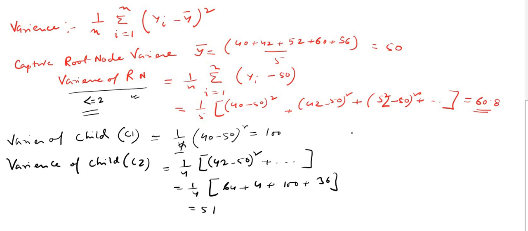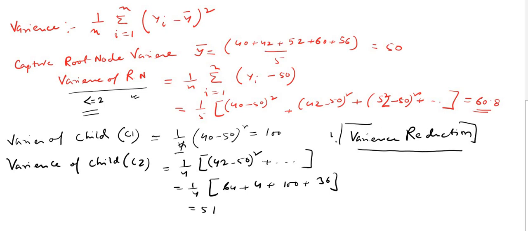Now we'll do the variance reduction calculation. Okay, so this is the way you have to calculate, and based on that, you will take a final decision. So variance reduction is variance of the root node minus the weight I and then the variance of the child. This is the formula of the variance reduction. So variance of the root node, we know it's 60.8. We already calculated this thing.